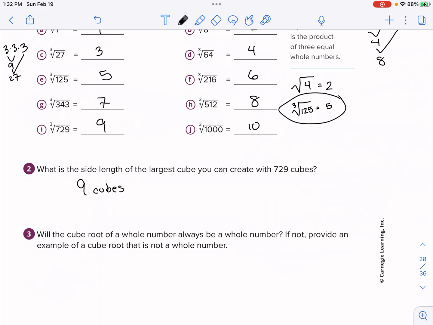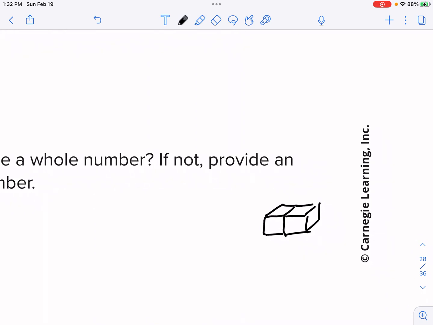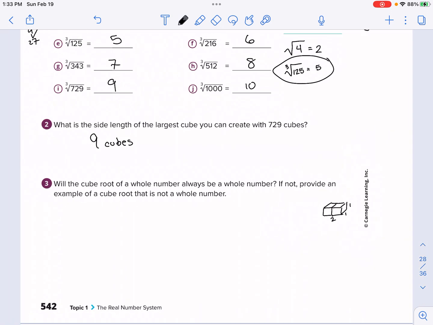Meaning, let me do my best job to draw. I'm going to draw 2 cubes here. This is 1. This is 2. If I were to put that side by side, that doesn't make a perfect cube, because it's got to be the same length, same width, same height. This is technically a 2 by 1 by 1, and if you notice, those 3 numbers are not the same number. It would have to be a 1 by 1 by 1 or 2 by 2 by 2. So that, no.